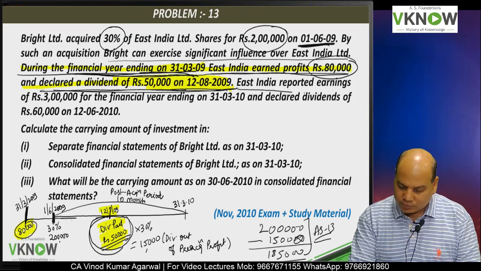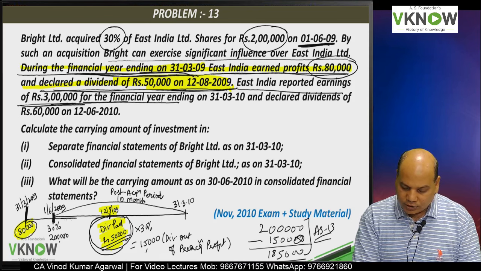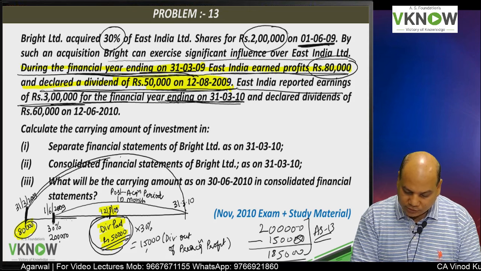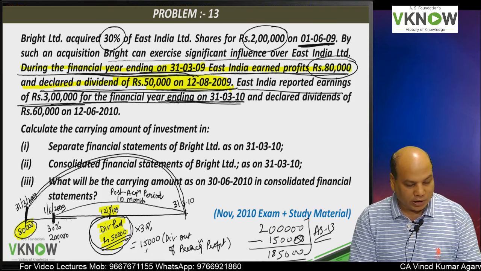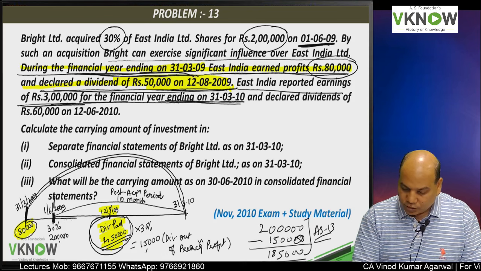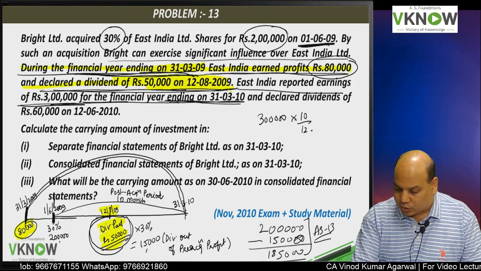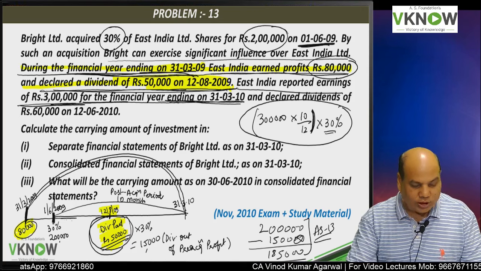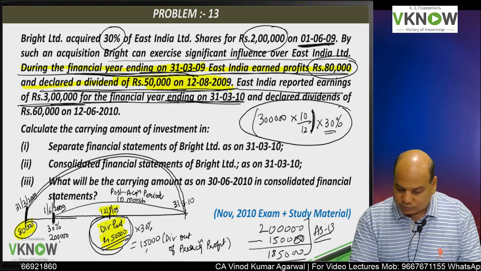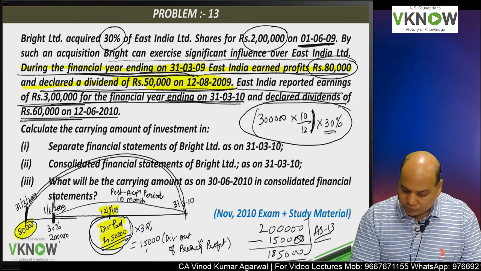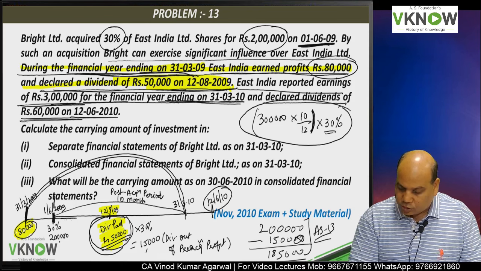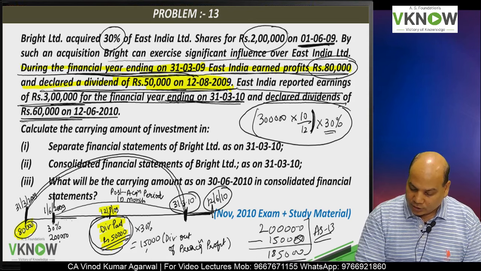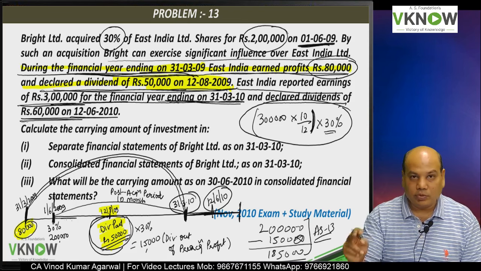Next line it says East India reported earning of rupees 3 lakh for the financial year ending 31st March 2010. Now, this year from 31st March 9 to 31st March 10, the profit earned is 3 lakh. But our date of acquisition is 1st June. So I will take 3 lakh into 10 by 12 as the post-acquisition profit. And this we will multiply by 30% to calculate the share in profit of associate after acquisition. And declare dividend of 60,000 on 12 June. The dividend was declared on 12 June. This will not be adjusted because I need to find out the balance on 31st March 2010. Okay, if I have to calculate the balance after the acquisition date, then we will deduct the dividend.